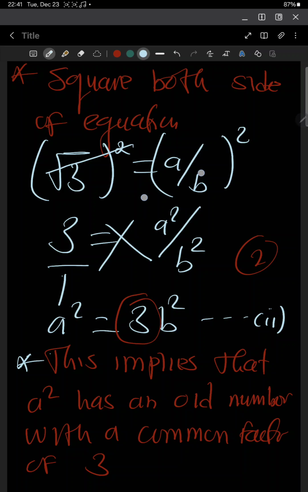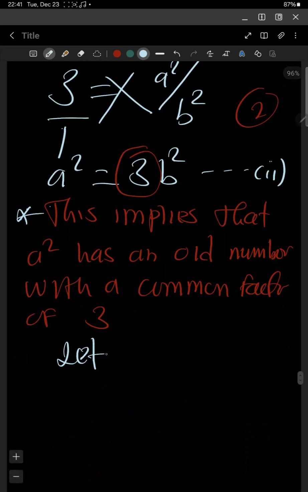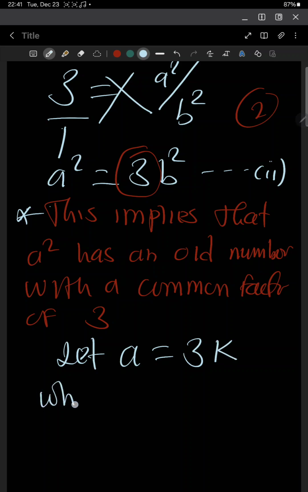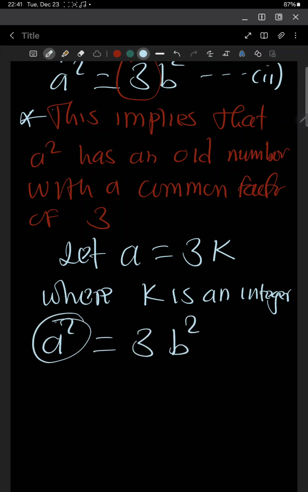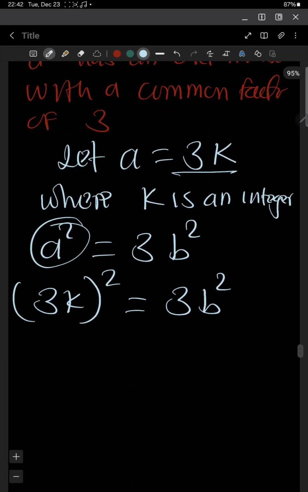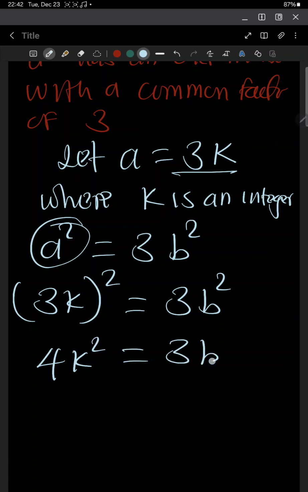Therefore, we'll proceed by saying, let A equal to 3k, where k is an integer. You can use any letter that you want, even W. After that, where there is A in the equation A square is equal to 3B square, substitute 3k. We square it, and that side is 3B square. After we square it, it will be 9k square equal to 3B square.